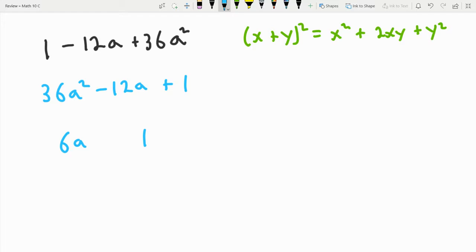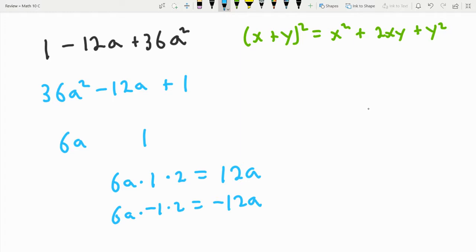So in this case, 6a and 1 are the numbers we found. We would take those two numbers, multiply them together, and multiply them by 2. If I did that, I got 12a. But I need negative 12a. So instead, let's try 6a times negative 1 times 2, and if I do that, I get negative 12a. The reason I can use negative 1 is because negative 1 times negative 1 is still 1. So that works out, and I would say this is my answer: 6a minus 1, squared.